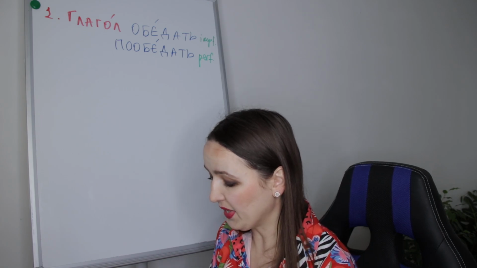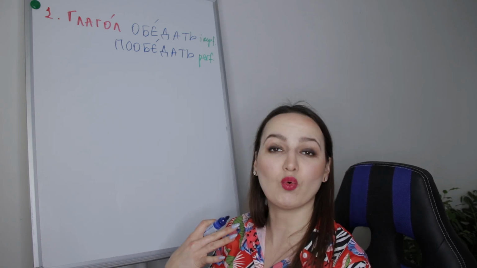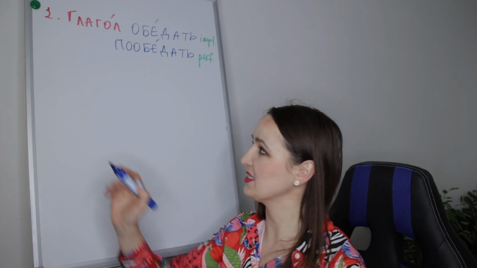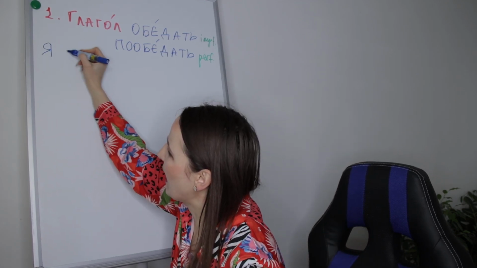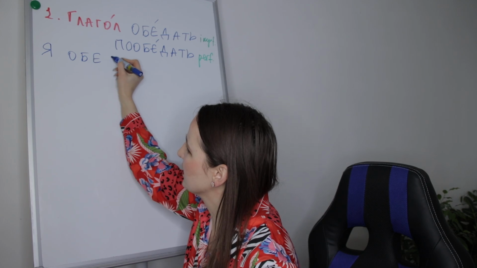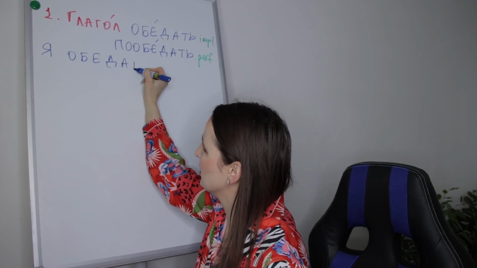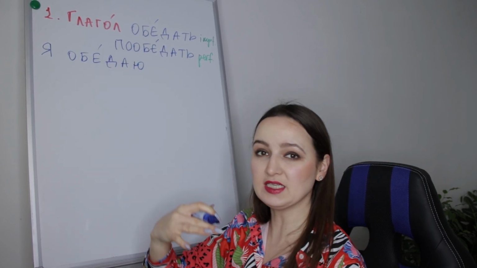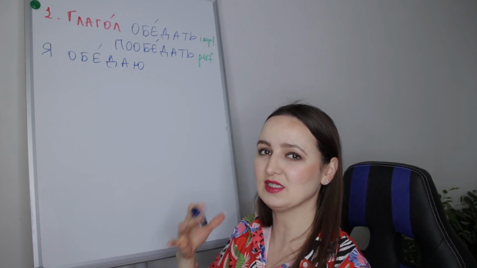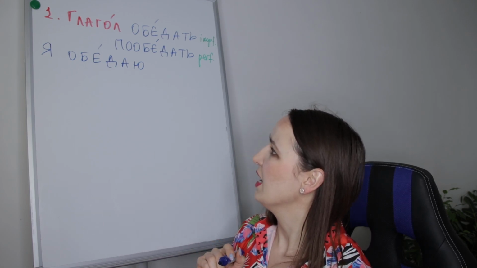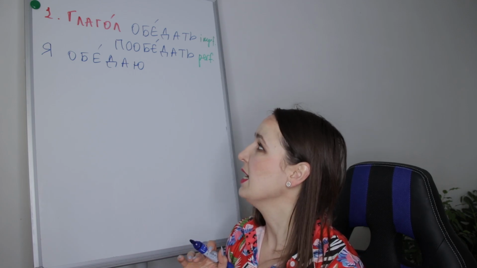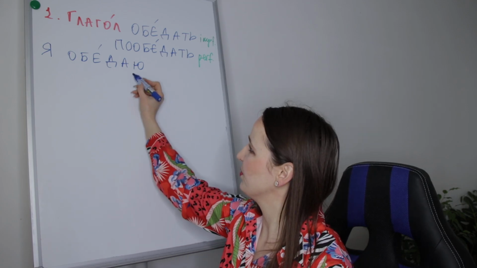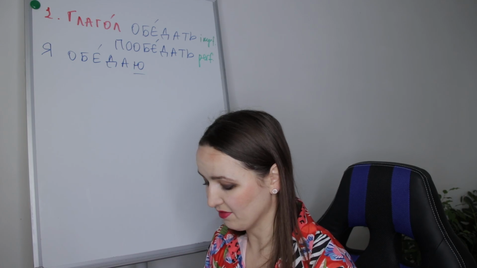Я обедаю. I have lunch or I'm having lunch. One present tense in Russian language. Please practice with me out loud. This is very helpful. Я обедаю. I'm having lunch or I have lunch.